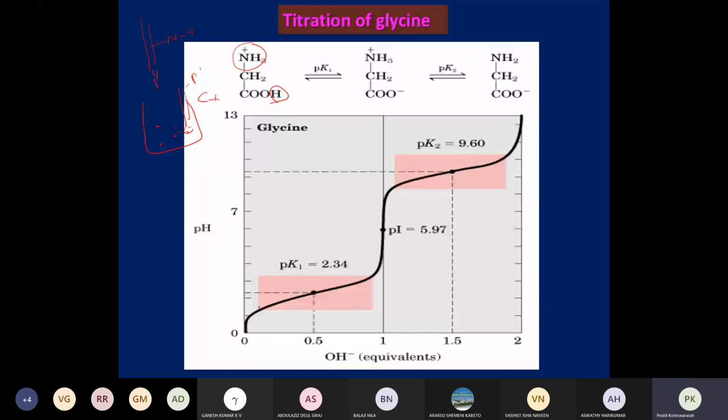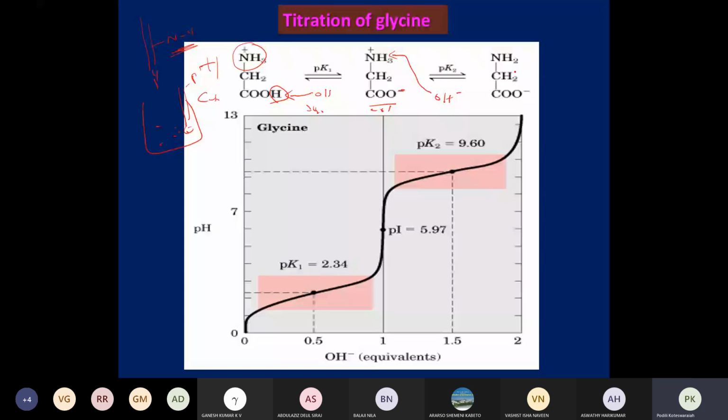So when we slowly add alkali NaOH, initially this OH minus pulls the proton from the alpha carboxyl group, and as a result water is removed, and the COOH becomes COO minus. That means glycine becomes glycine zwitterion, because here it has only +1 charge and here it has 0 charge. With further addition of alkali, the OH minus also pulls the proton from the amino group. As a result, it becomes NH2 again. Therefore, the net charge is -1.